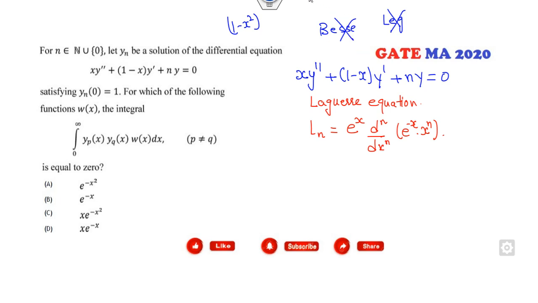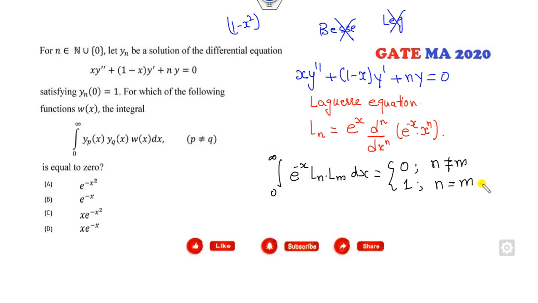And as compared to this orthogonality, it is orthogonal: Ln into Lm e raised to power minus x from 0 to infinity dx. It comes to be 0 if n is not equal to m, and 1 if n is equal to m. So you can see that they are asking you this is equal to 0 only when n is not equal to m. What is the weight for which of the function? This is my weight. Fine. So e raised to power minus x is the straightforward solution of this problem.